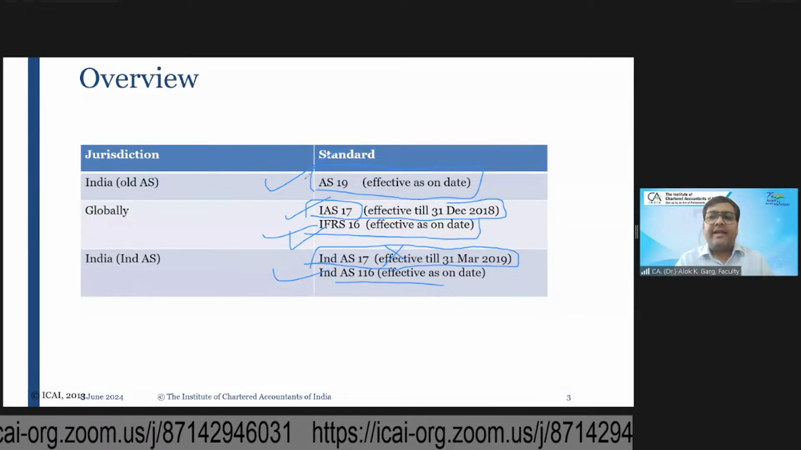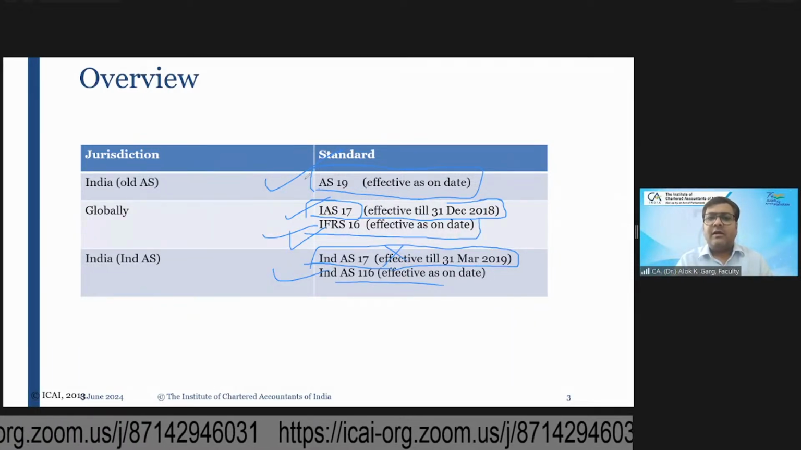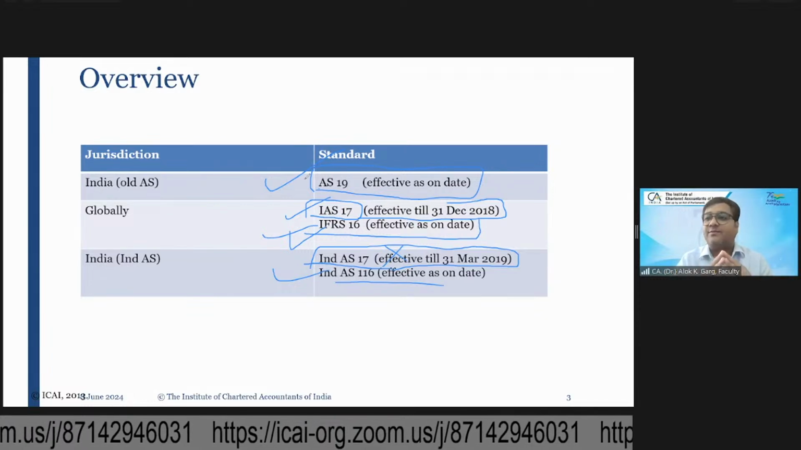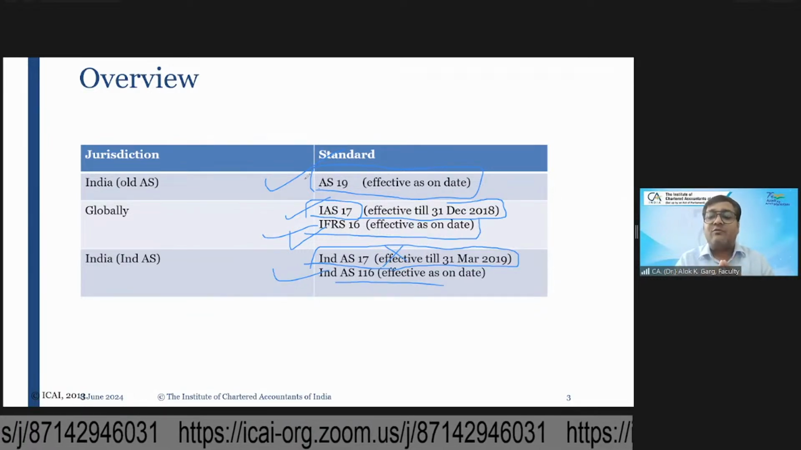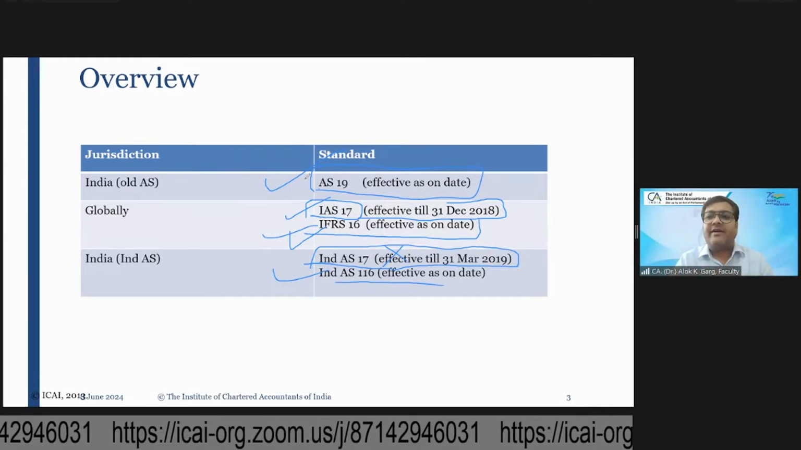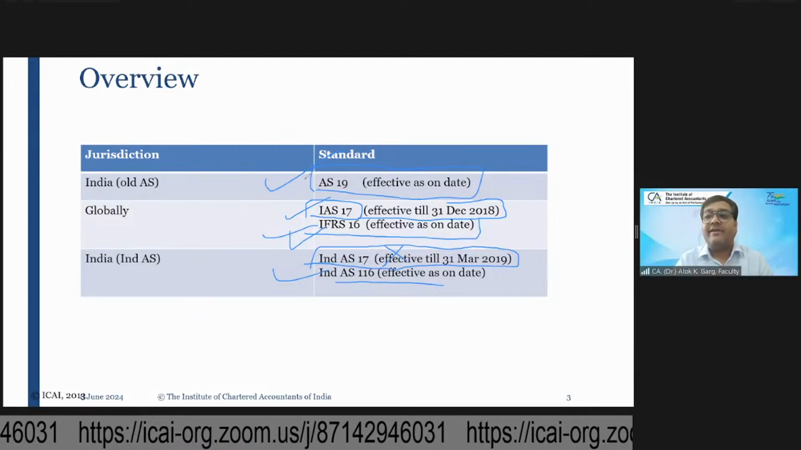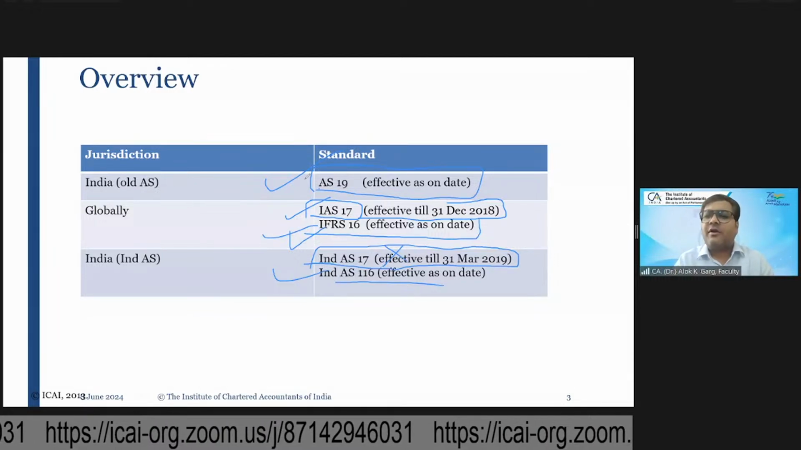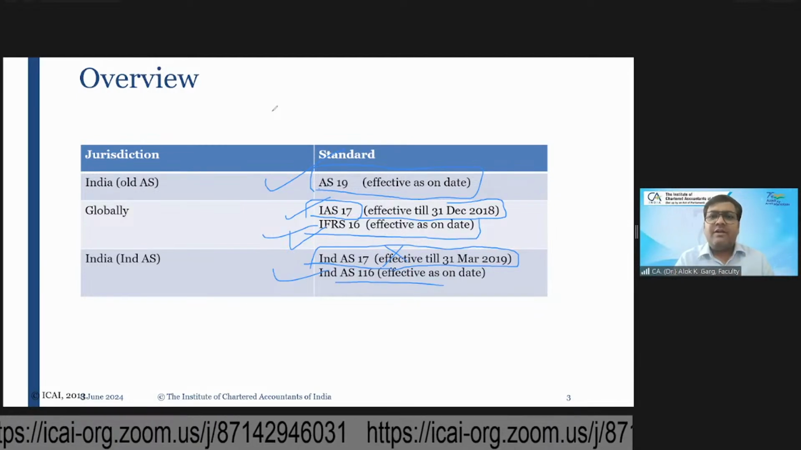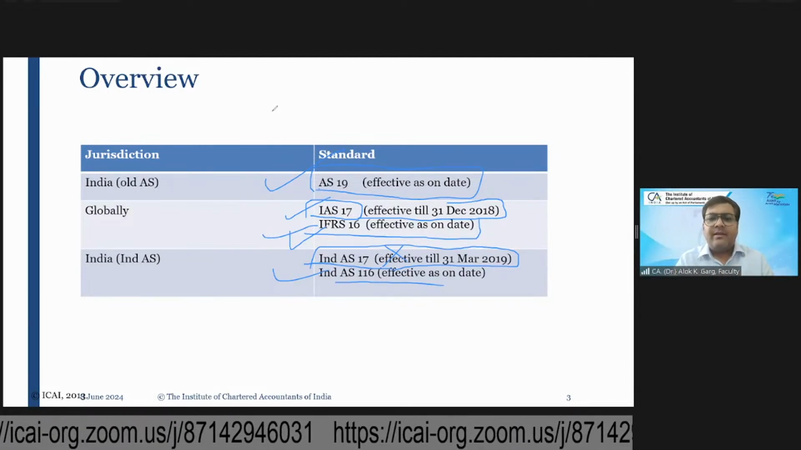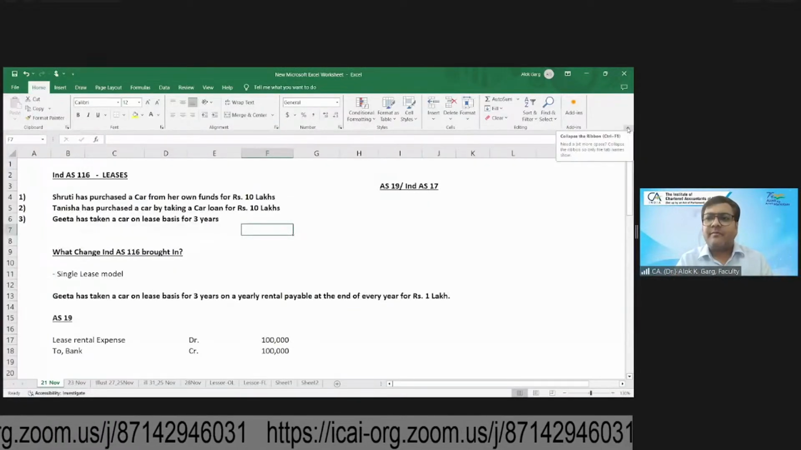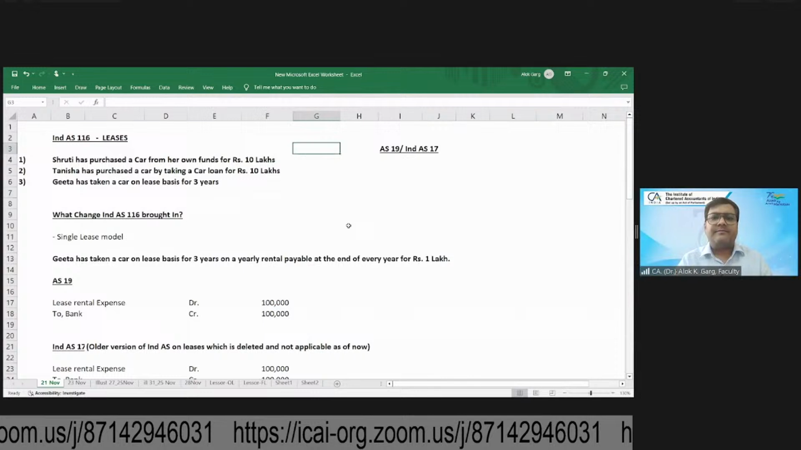If I talk about Ind AS 116, first of all, I'll give you the context of why Ind AS 116 was brought in. What does Ind AS 116 change? Why, being a global standard, were they not happy with IAS 17, or why was India not happy with Ind AS 17? So we'll discuss this with the help of an example. And now I'm moving to my Excel file. I hope this file is visible to all.